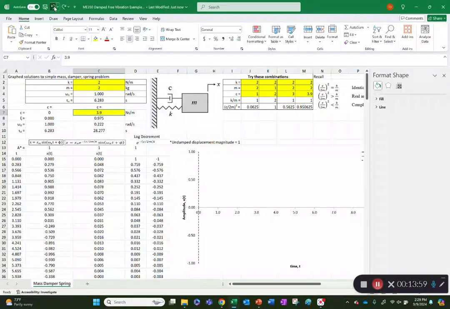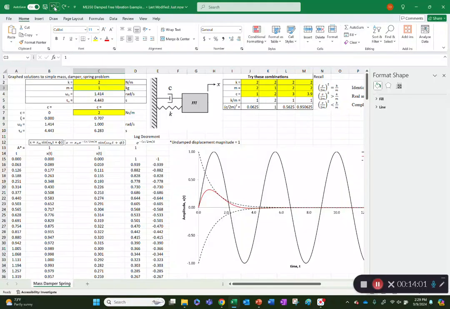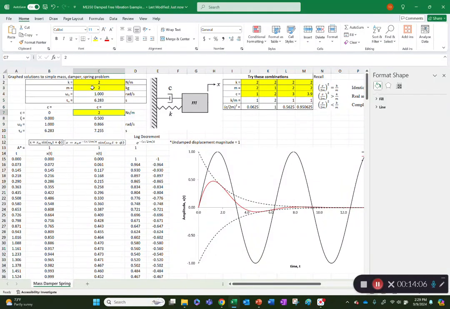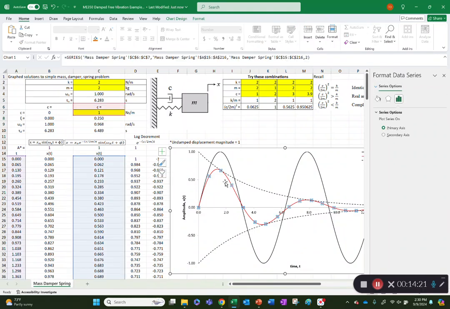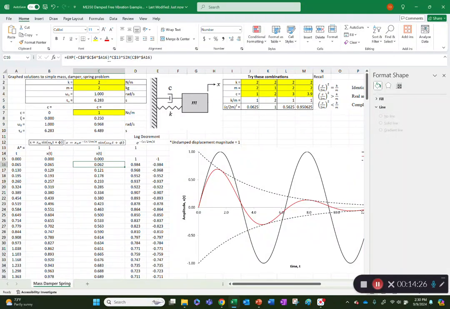So I'm going to undo all these things. Let's see, I'll go back to the default one right here, 2 and 1. So you can play around with this and probably find the solution to some problems by messing around with this. But if you take a look, this guy right there is going to be this equation right in here. That charts out, right?